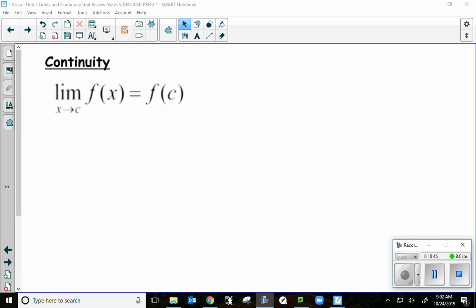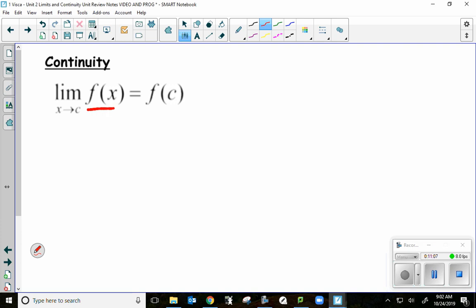Continuity. There is probably at least one question every year on the AP Calculus AB exam that asks if something is continuous and you have to justify your answer. This right here is how you justify continuity. Let me explain what this means, and I'll give you a little bit of an example.